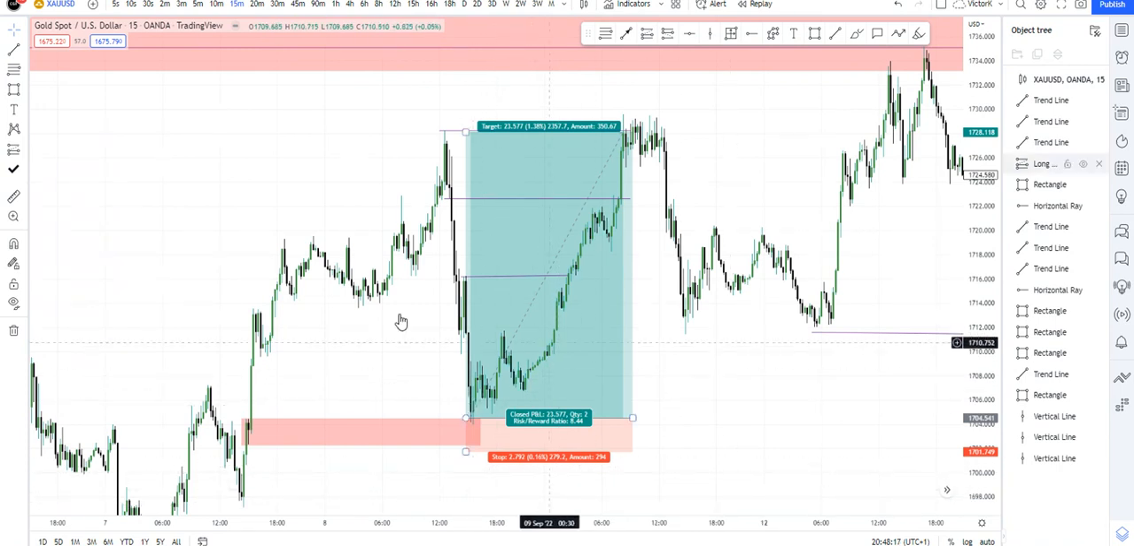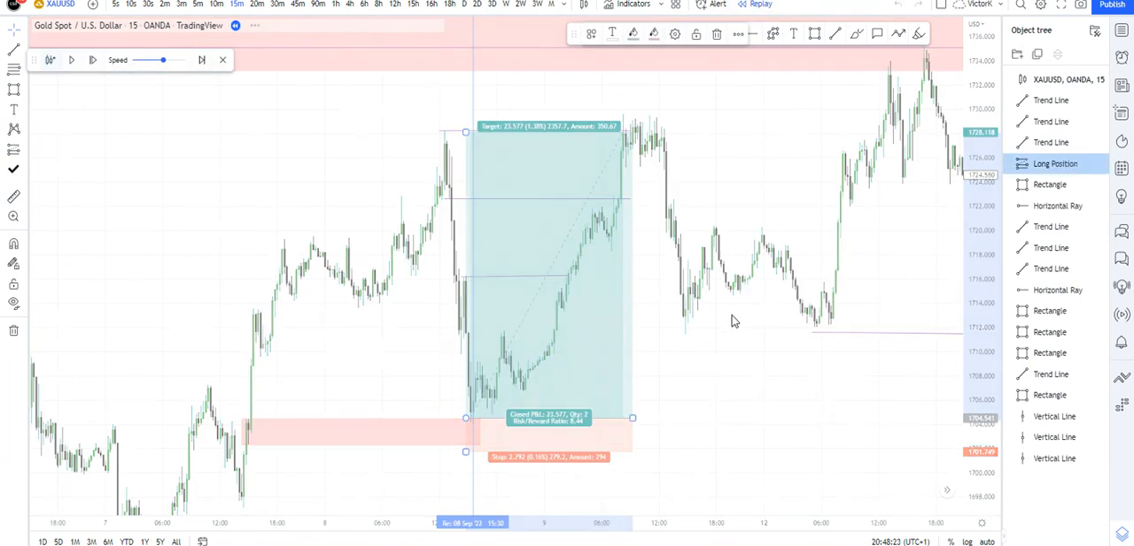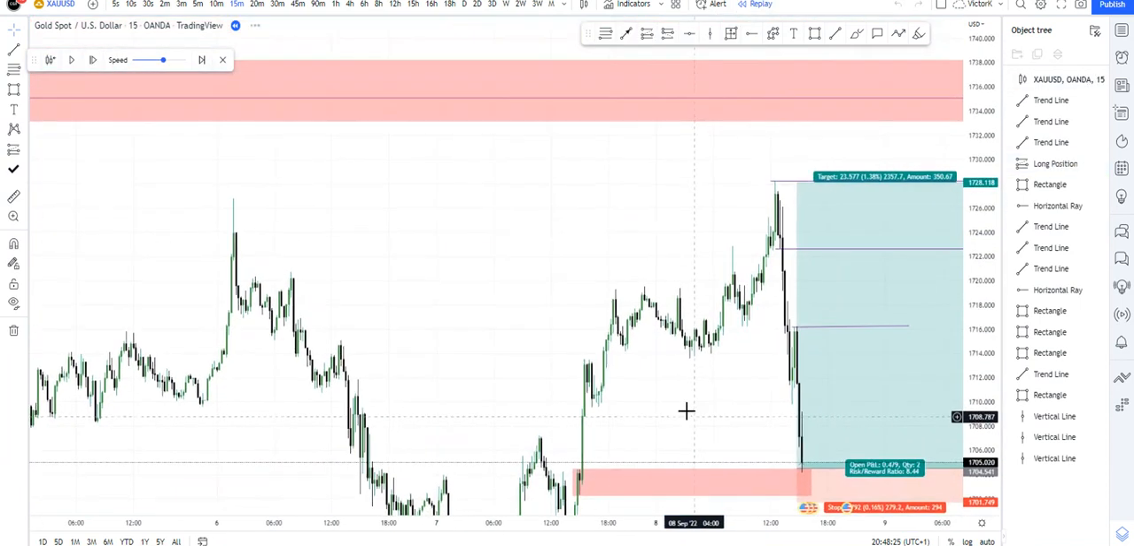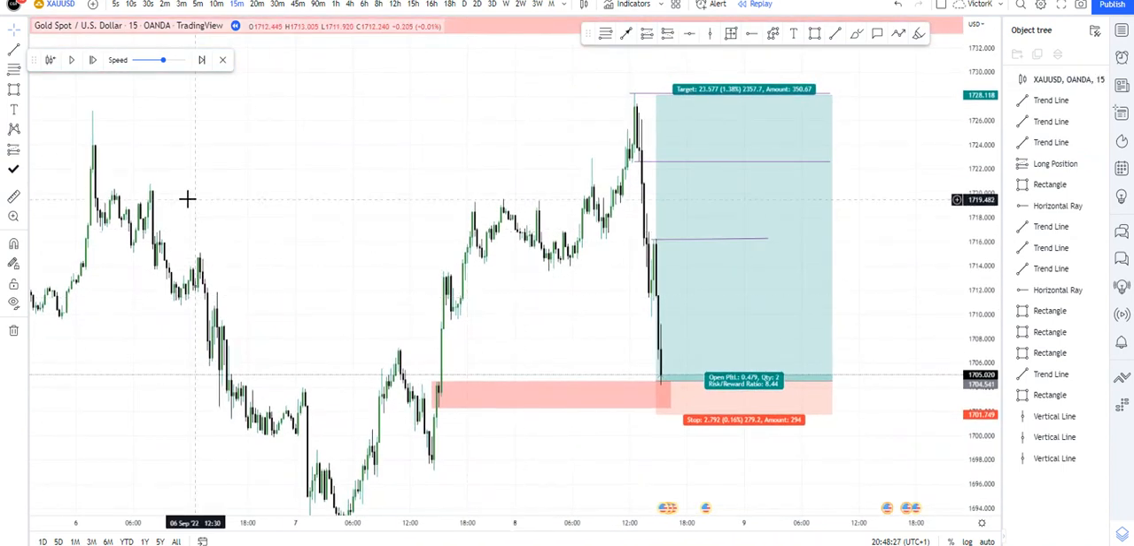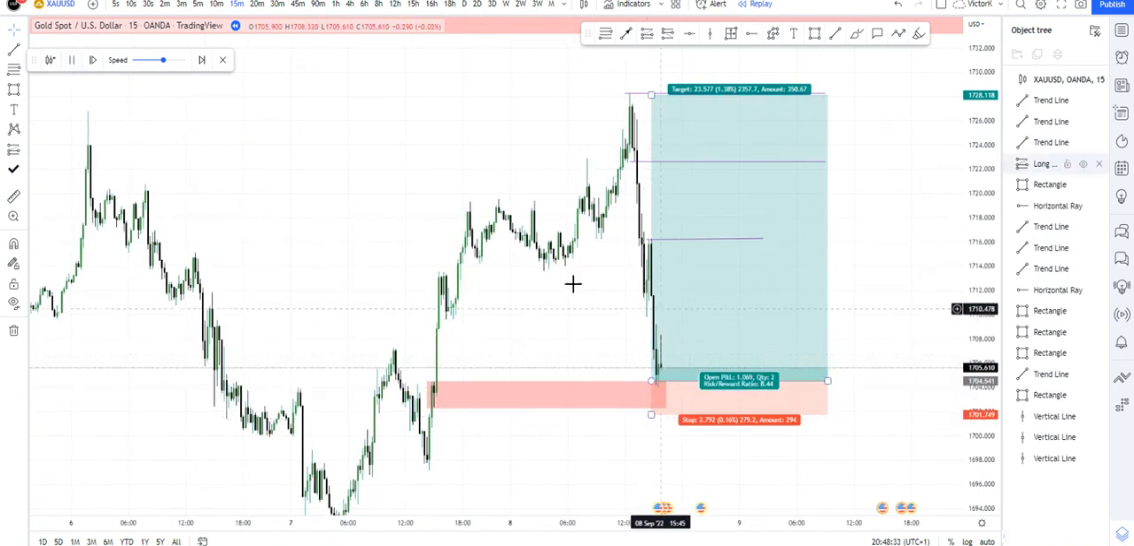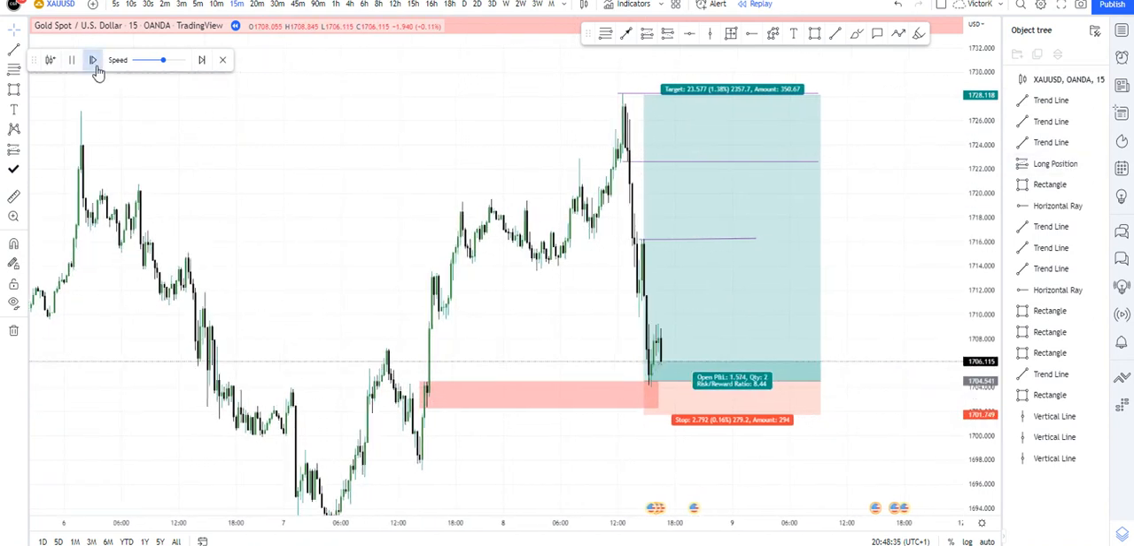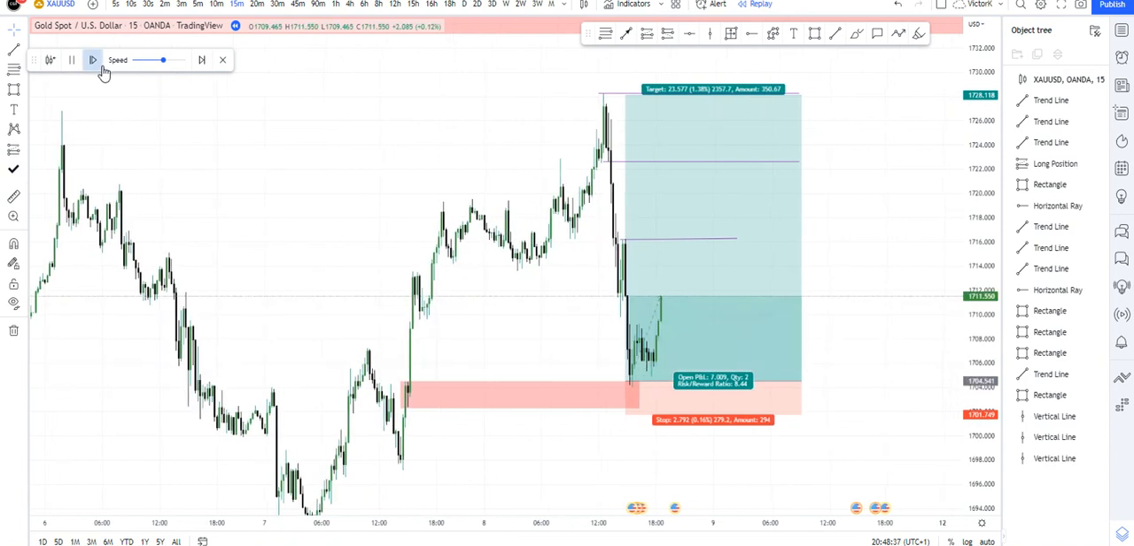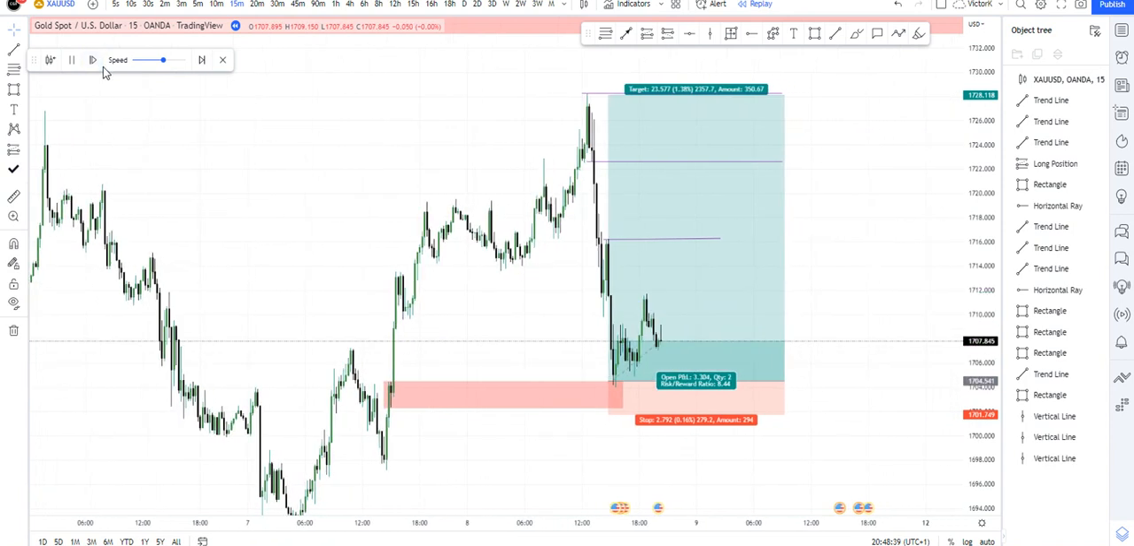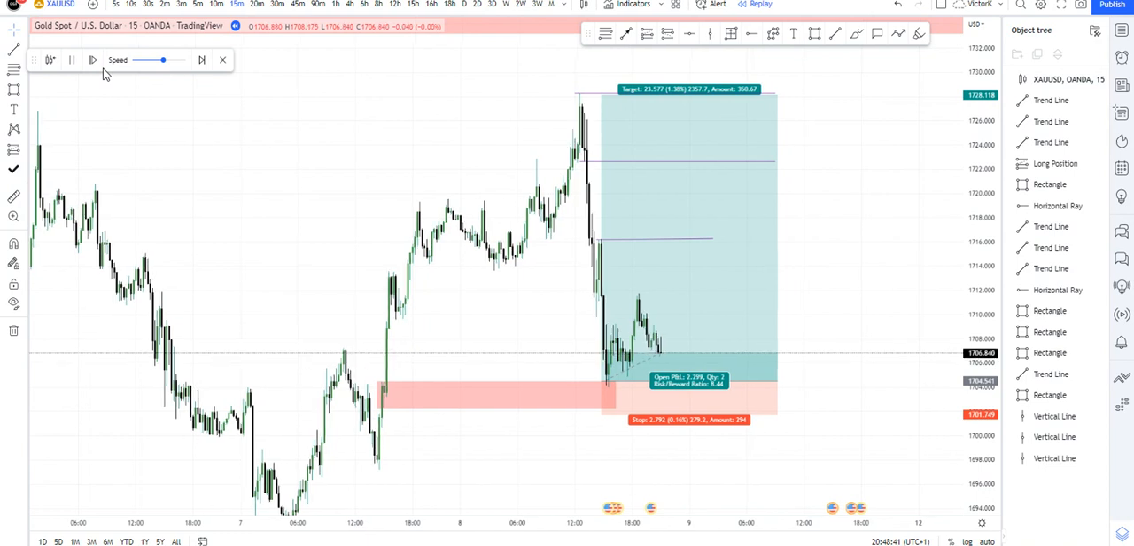Let me use this tool. So I entered my trade here, and the market starts to move. It starts moving like this.